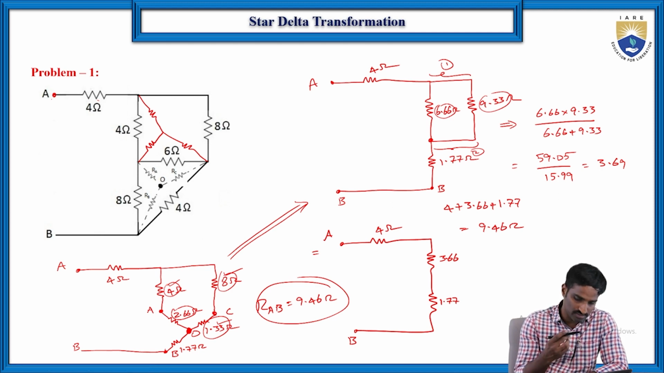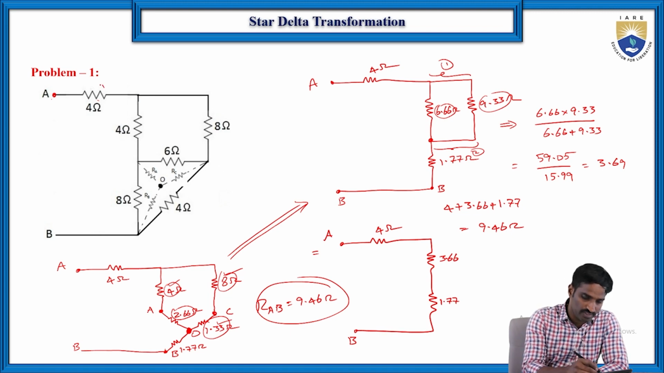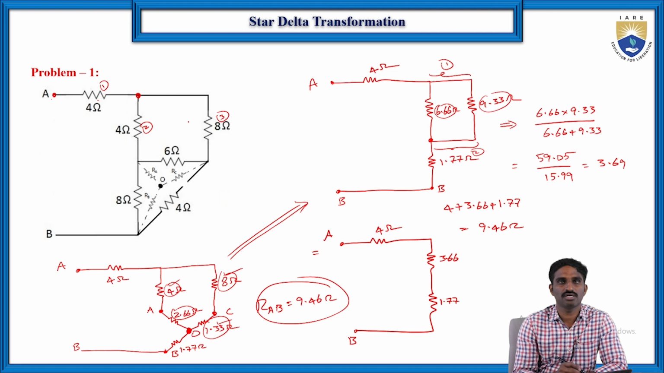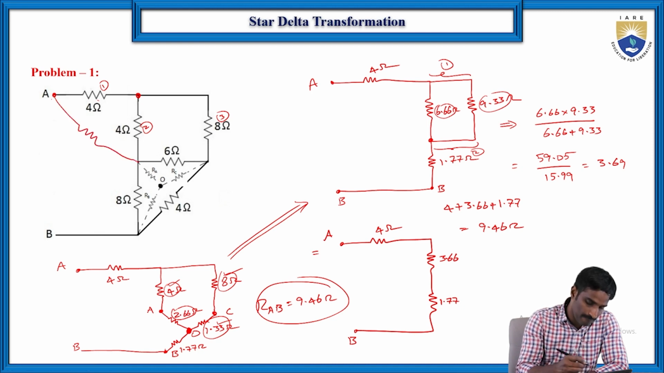Otherwise, this star can also be converted into delta, because as you can see, by making this 1, this 2 and this 3, these three resistors having 1 common point, so that we can make it as a star. So this star can also be converted into delta, right? So how can we convert? In between 1 and 2 you will be having one resistor, right?